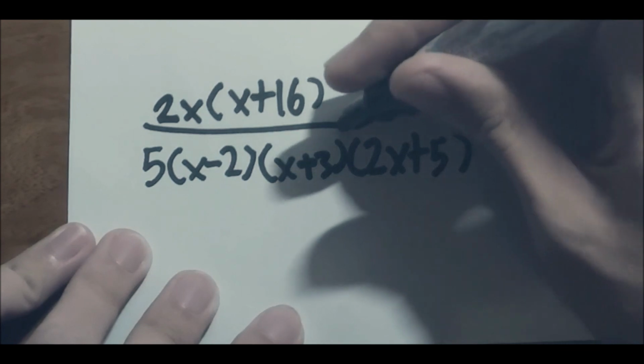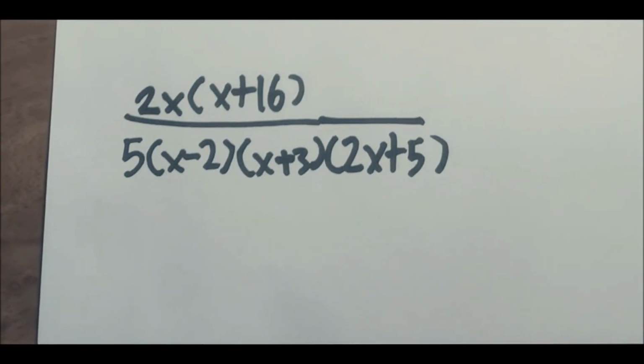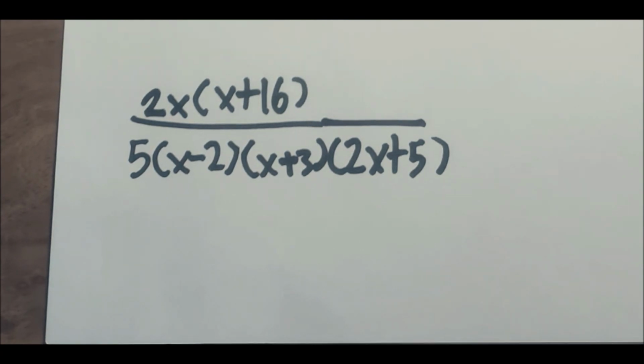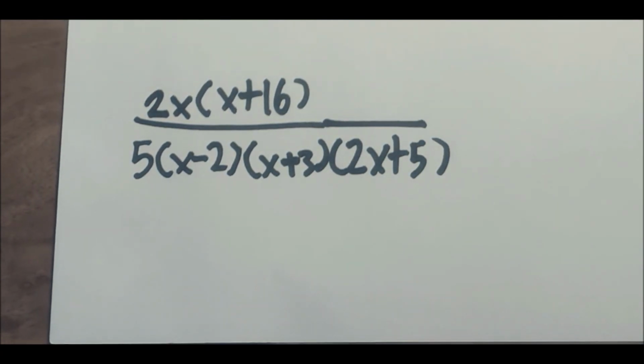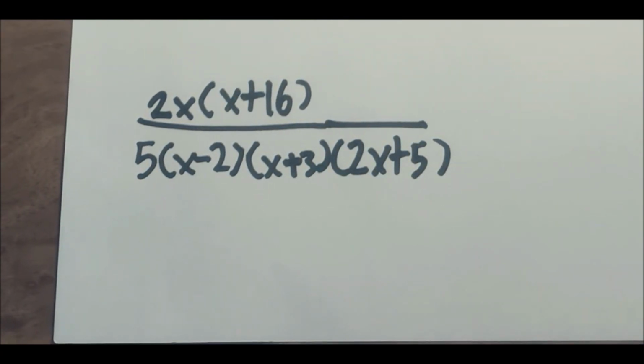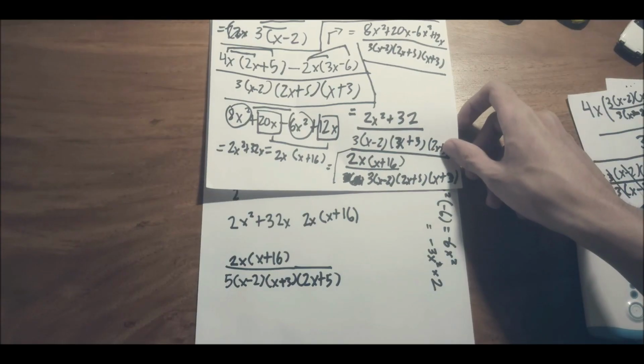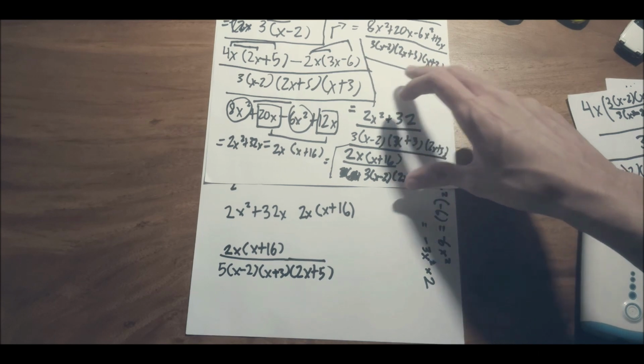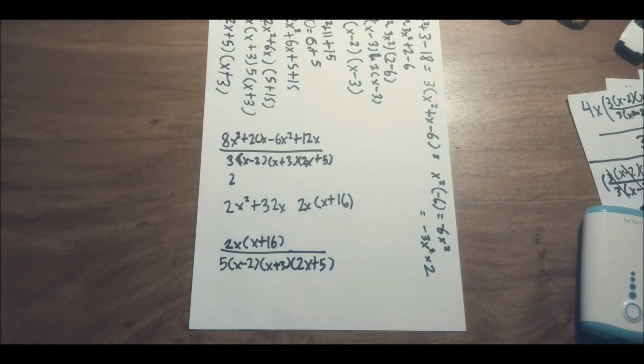The final answer is 2x times x plus 16 over 3 times x minus 2 times x plus 3 times 2x plus 5. Don't forget to write the denominator. This is a common mistake in solving for rational expressions, leaving out the denominator.